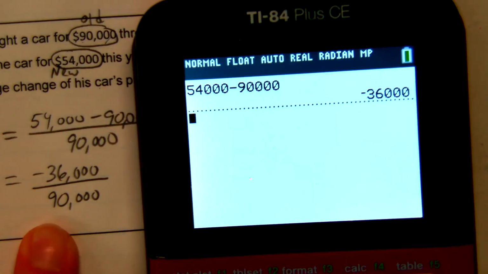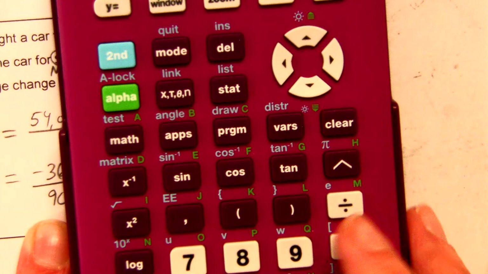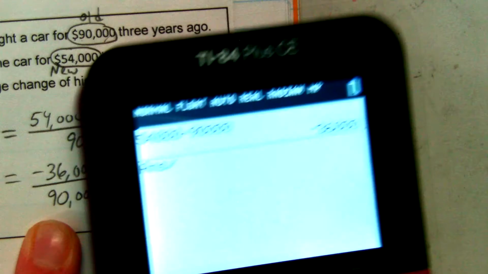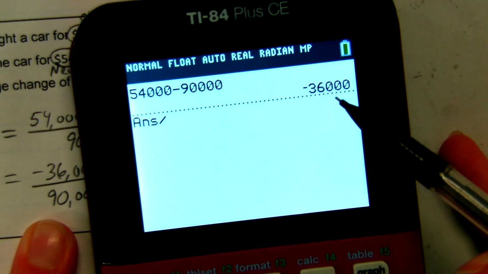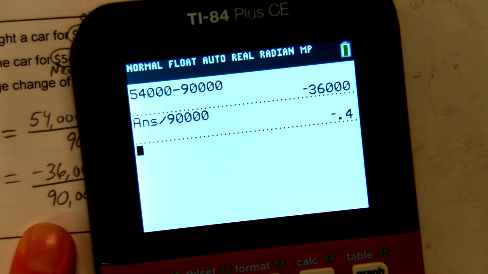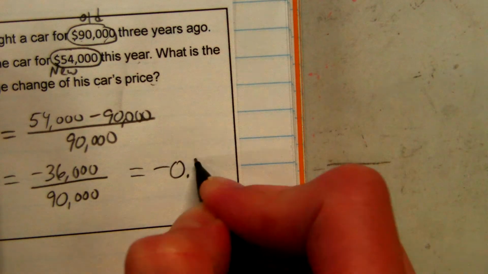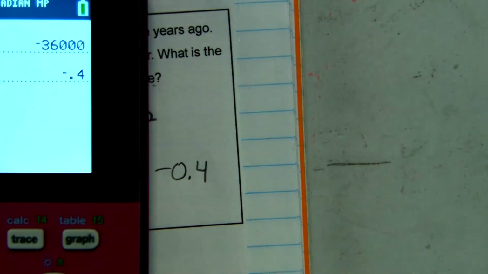I don't know if you guys know this trick, but if you already have the negative 36,000 on your calculator, you can just hit the divide key. It'll say answer, so it's taking this answer and dividing by 90,000. I always think of that as a carryover from adding machines. Adding machines used to let you kind of do that. And so we get negative 0.4. So negative 0.4 is what it gives me as the answer.